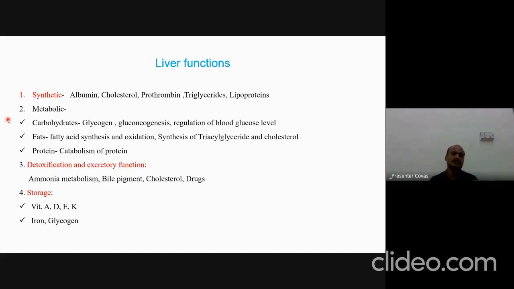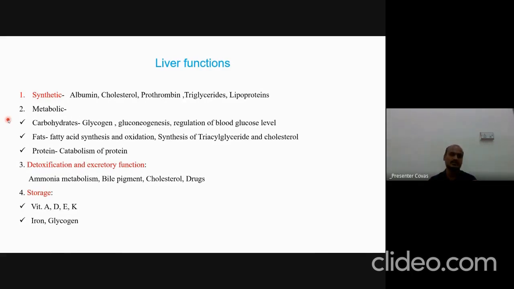Under biochemistry we have seen a lot of pathways, right? Many pathways are located in the liver. For example, glycogen synthesis occurs there. Gluconeogenesis: if you are in a starving condition and you need glucose, in that case fat and proteins have to be broken down and transformed into glucose.